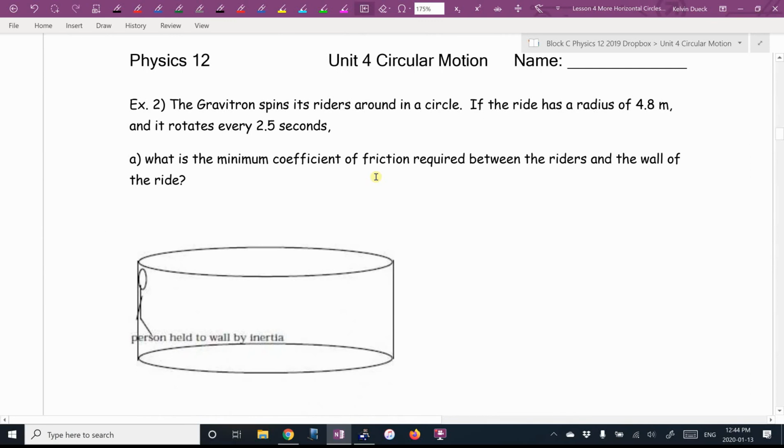Another neat example is the gravitron. I like example 2. Example 2 is a nice question.